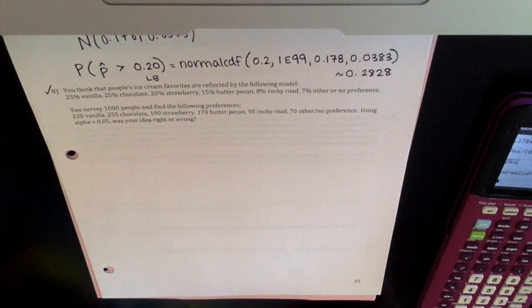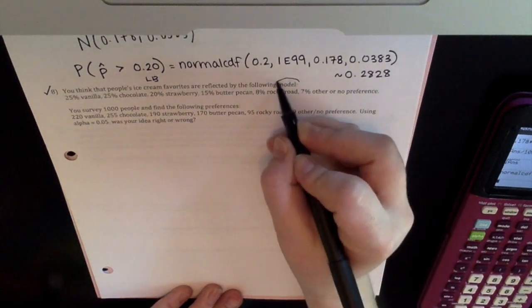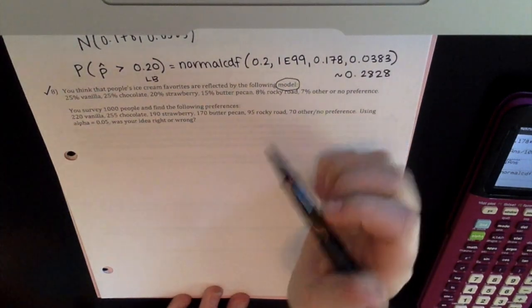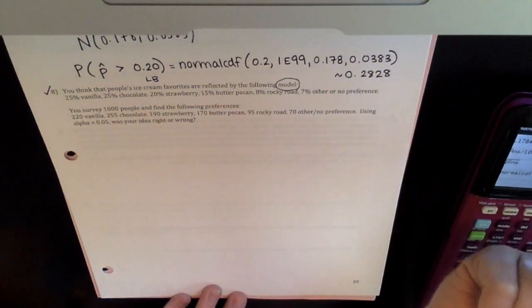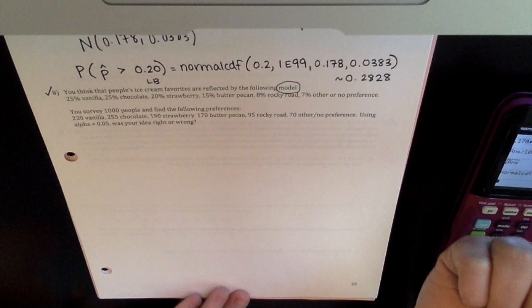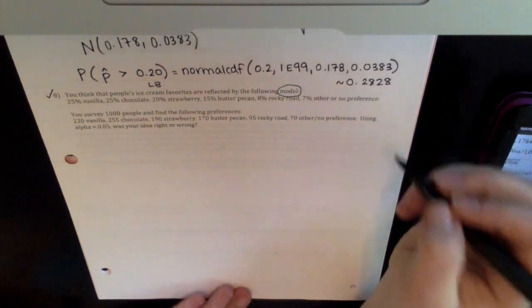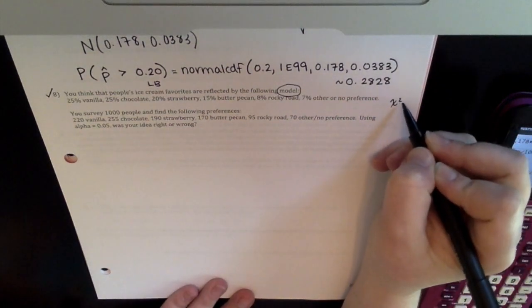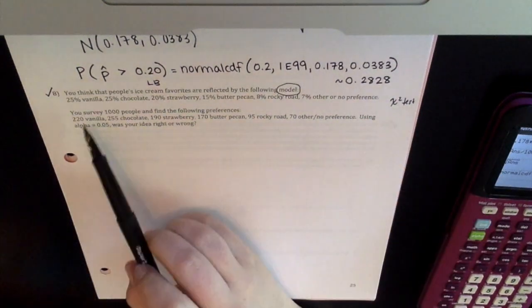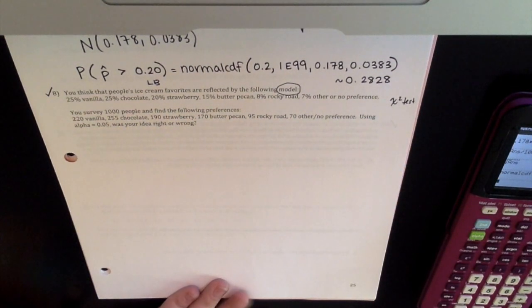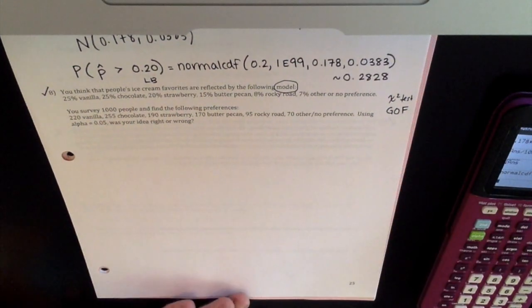Okay, number 8. You think people's ice cream flavors are reflected by the following model. Look, it's a model that I believe is true, and it's a series of percentages. Look, 1, 2, 3, 4, 5, 6 different percentages. So this is going to be most likely a chi-squared test. Right? They gave me a list that I believe is true, and there's different percentages across the list, and there is no contingency table. This is going to be a chi-squared test for goodness of fit.